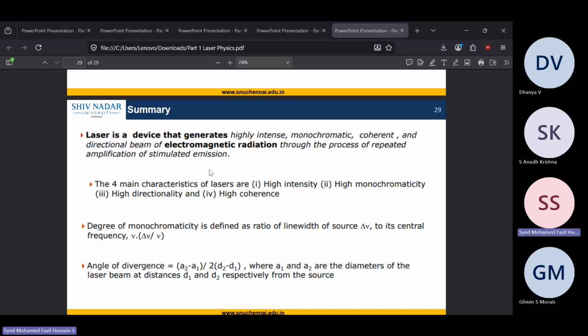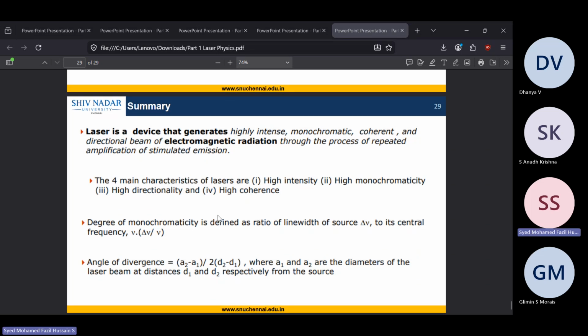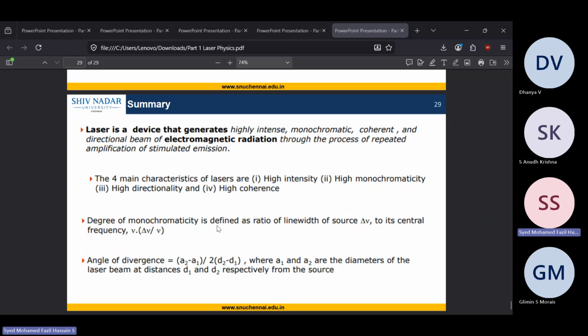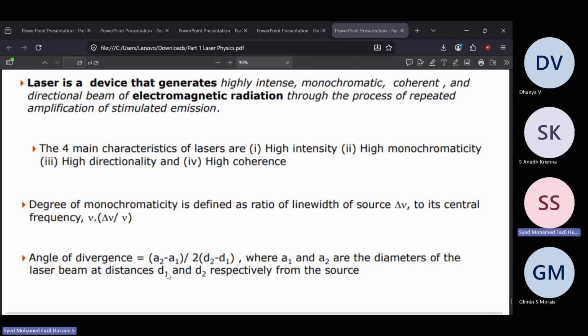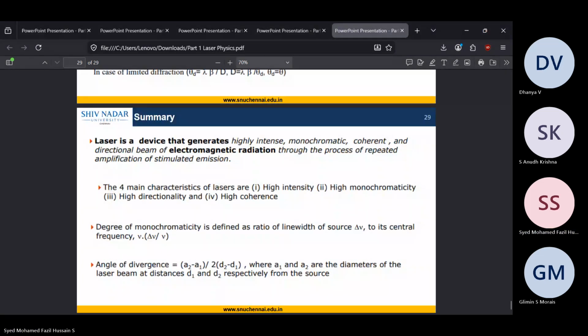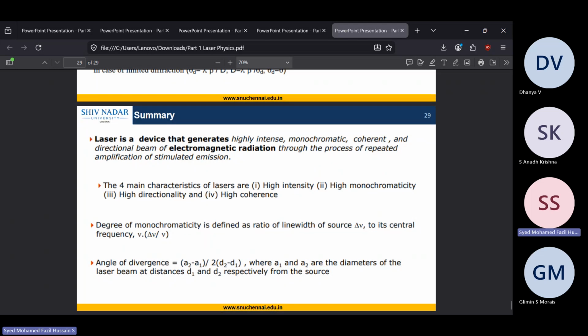These formulas are not so important, but the angle of divergence is (A2 minus A1) divided by 2(D2 minus D1). So basically, it is the difference in the radius divided by the difference in the distance between those two points.